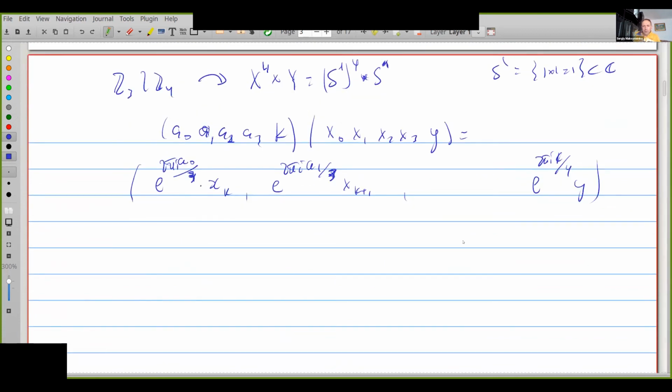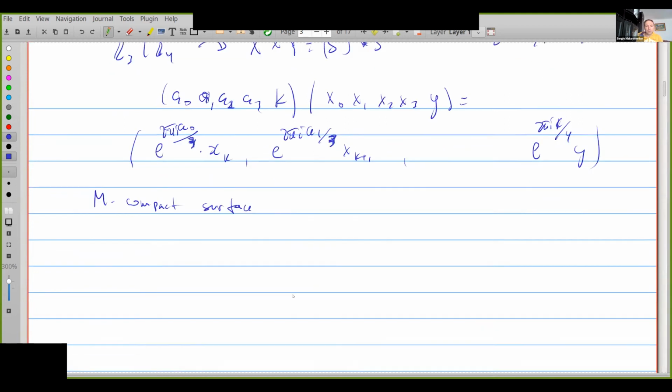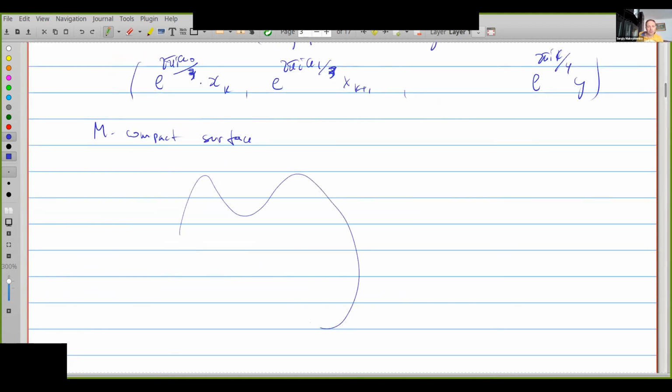This is an example, and why it was important, why I started to compute it. It appears in the following situation. Suppose we have M, a compact surface. Let me just consider some examples. Something like this.